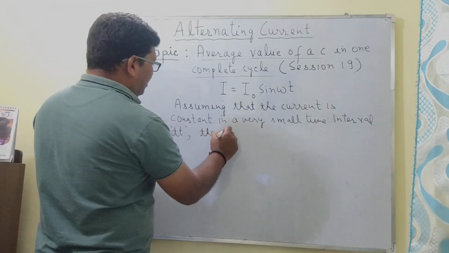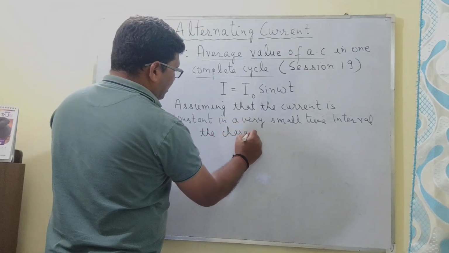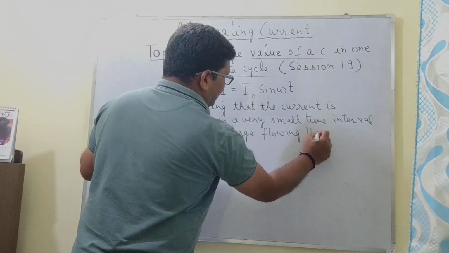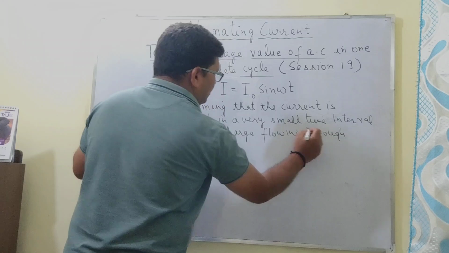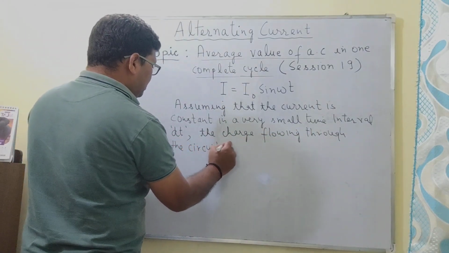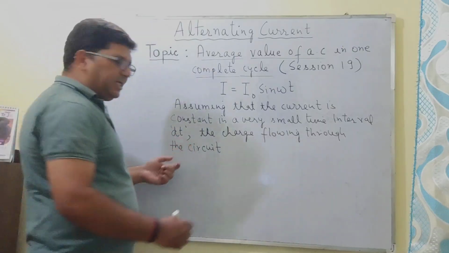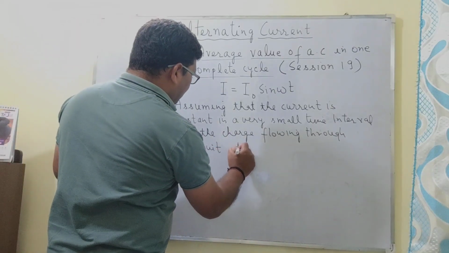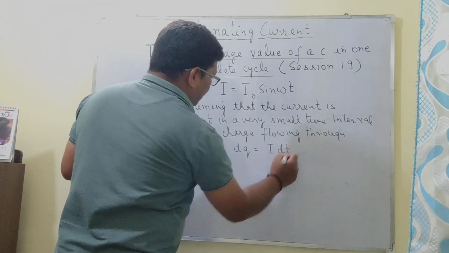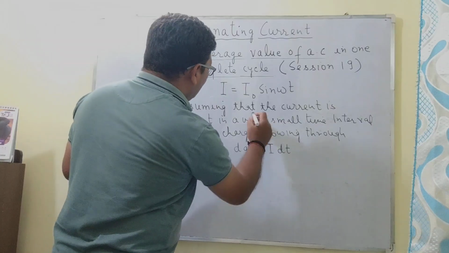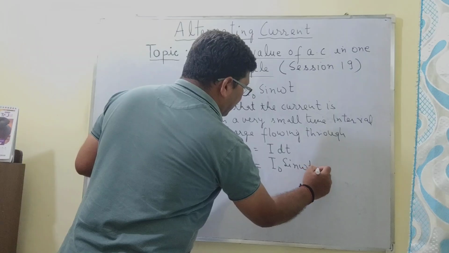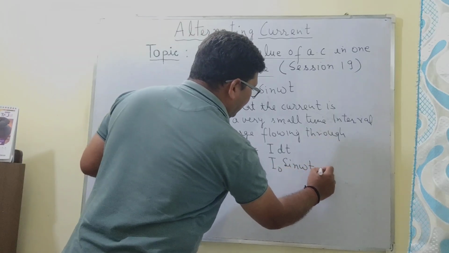the charge flowing through the circuit in the time interval dt will be given by dq equal to I dt, and here I is equal to I naught sine omega t, so dq will be equal to I naught sine omega t dt.